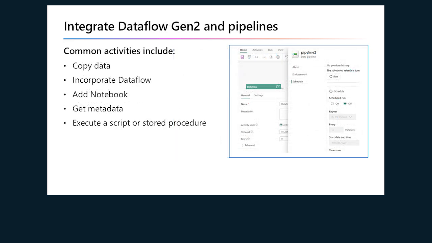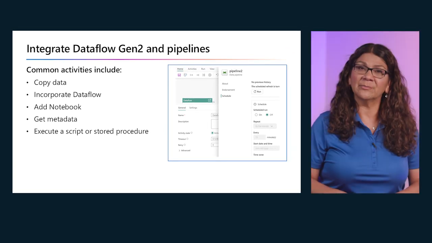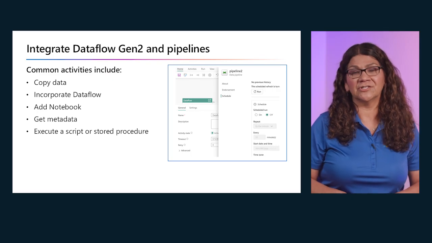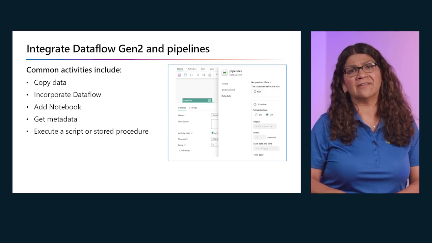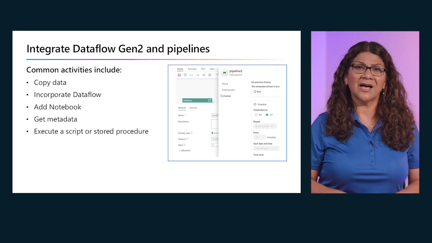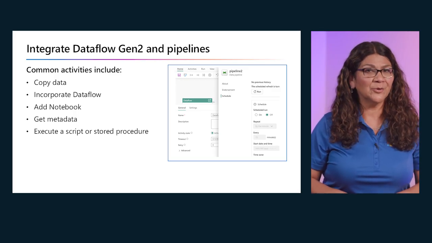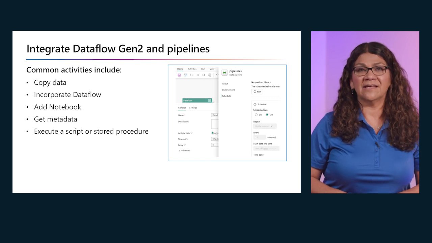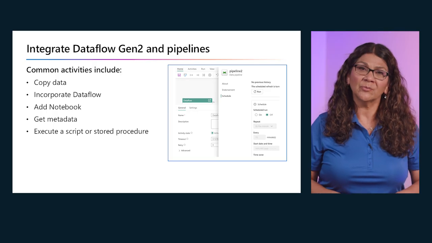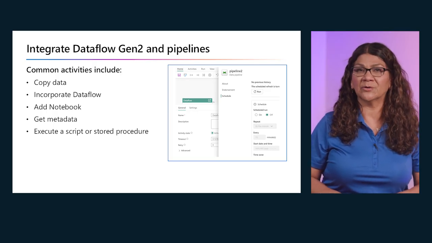Dataflow Gen 2 provides an excellent option for data transformations in Microsoft Fabric. The combination of data flows and pipelines is useful when you need to perform additional operations on the transformed data. Data pipelines are a common concept in data engineering and offer really a wide variety of activities to orchestrate. Some common activities include copy data, incorporate data flow, add notebook, get metadata, and execute a script or a stored procedure. Pipelines provide a visual way to complete activities in a specific order.